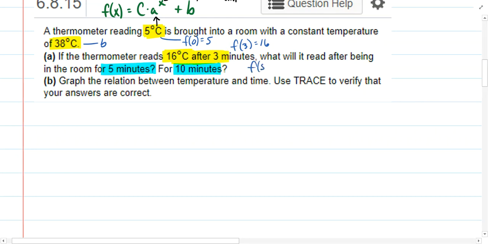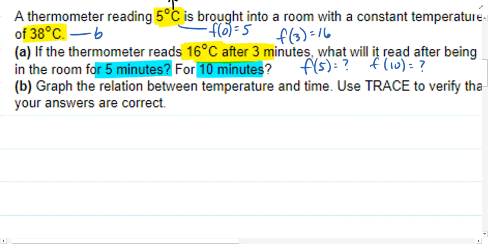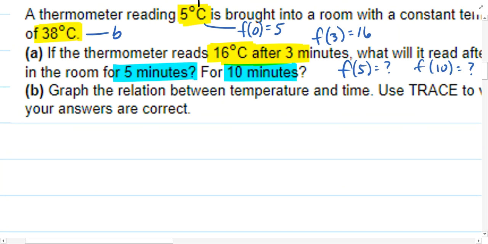So in other words, what is f of 5 going to be and what is f of 10 going to be? So those are our goals, to find f of 5 and f of 10, but before we can evaluate that, we need the function f of x. So if it were me, I would start at the beginning.